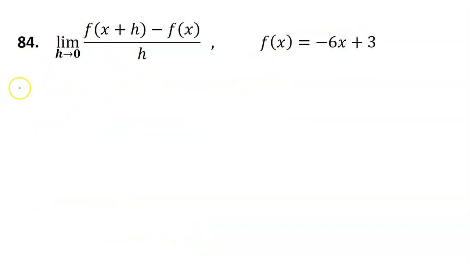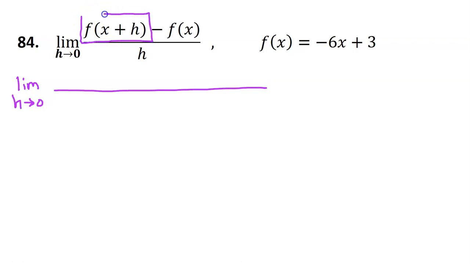Let's try another one like that. So I'm going to rewrite this. We have the limit as h approaches 0. Now we have f at x plus h, where here's function f over here. It is negative 6x plus 3. So I'm going to put negative 6 parentheses plus 3 to leave space to plug something in. And of course, what I'm plugging in is the x plus h part. Because we are supposed to do f at x plus h. So we're plugging x plus h into function f. So that's why I'm going to put x plus h right here.